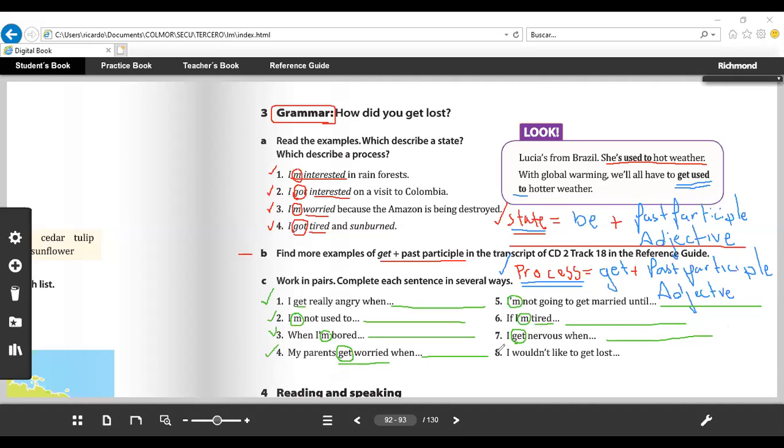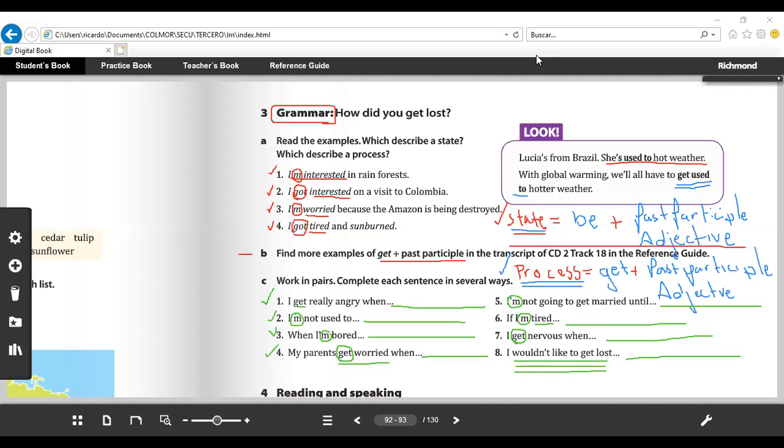Okay, now number 8, I wouldn't like to get lost. Now number 8, what is this? A state or a process? What do you guys think? Okay, now think about it and you give me your answer next virtual class. Okay, and don't forget to add something else here.